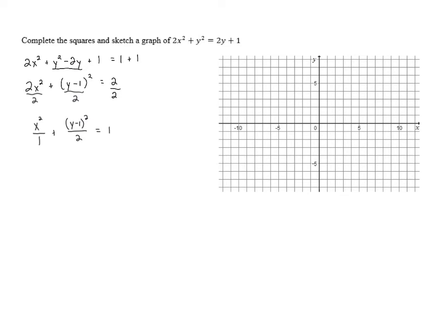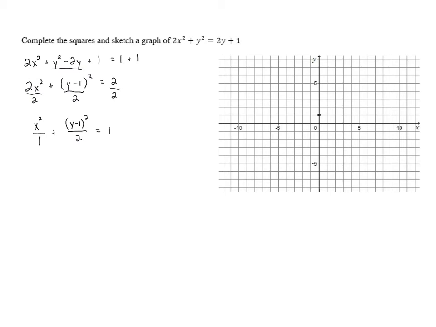Now this is definitely an ellipse, but it is a shifted ellipse. Because y has been replaced with y minus 1, the center of the ellipse gets shifted up 1 unit to the point 0, 1. Now that we have that, we can look and see what the axes are going to be, and we can graph it.